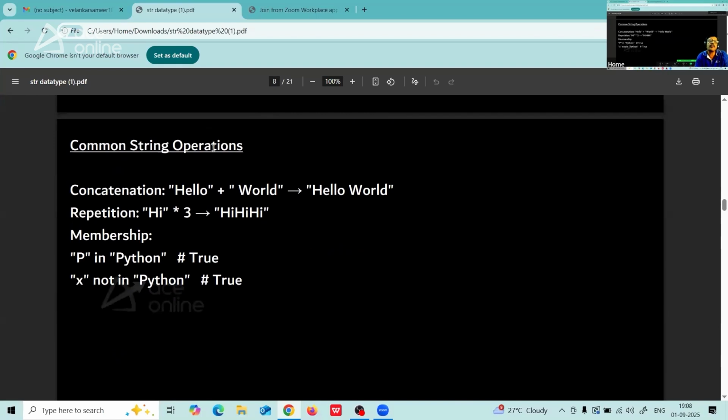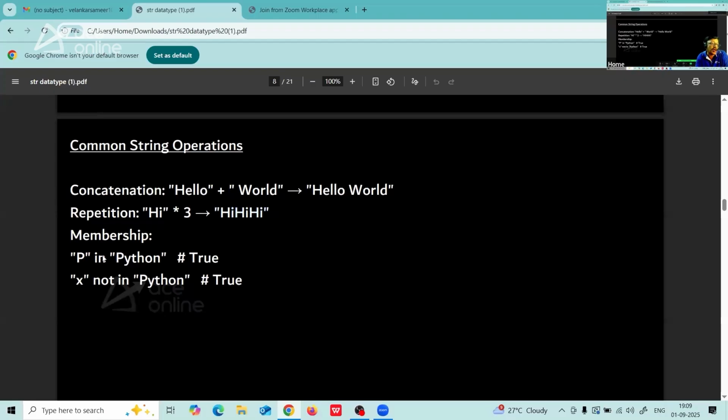What are the common operations of strings? You can concatenate two strings, right? Like hello plus world will give a new string, hello world. You can repeat a string like hi into 3 will give a new string with hi, hi, hi, 3 times.